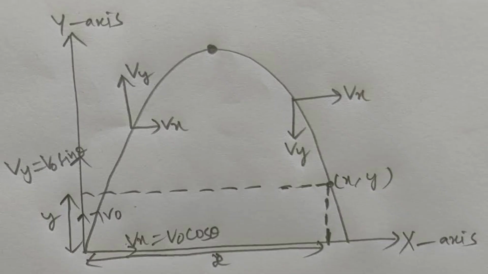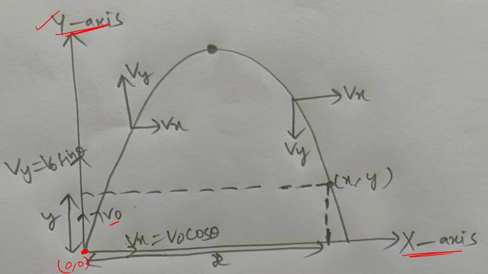If you look at our diagram, we have plotted the trajectory of a projectile on an xy coordinate system. The horizontal axis is the x-axis, and the vertical axis is the y-axis. The projectile starts at the origin 0, 0 with an initial velocity of v0. Let's break down the velocity into its components at different points along the path.